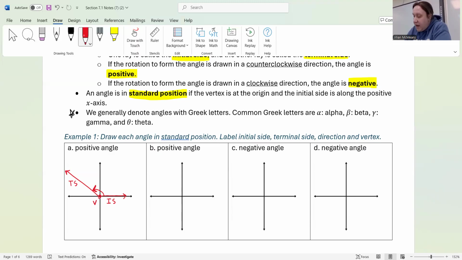Now, what if we had another positive angle? So vertex, initial side, whoops. I hate when Microsoft does that. It tries to draw perfect lines and stuff. It makes me crazy. I don't need it to be so perfect.